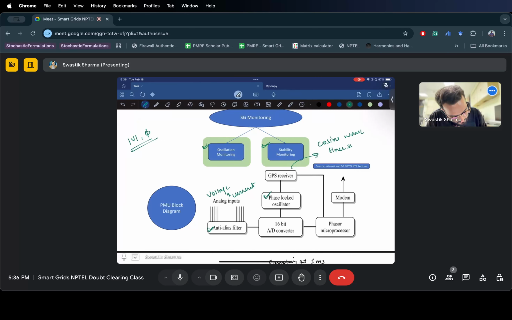time synced to coordinated universal time. So based on your UTC, you already have a cosine waveform synced to that UTC, and you want to make sure that the digital samples you have created are synced to this reference signal, which is then sent to a microprocessor, which manipulates the data to determine phasors, and then sends it to a modem, which broadcasts it to different communication systems.